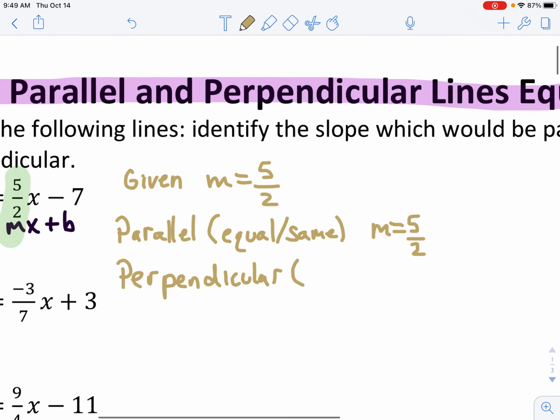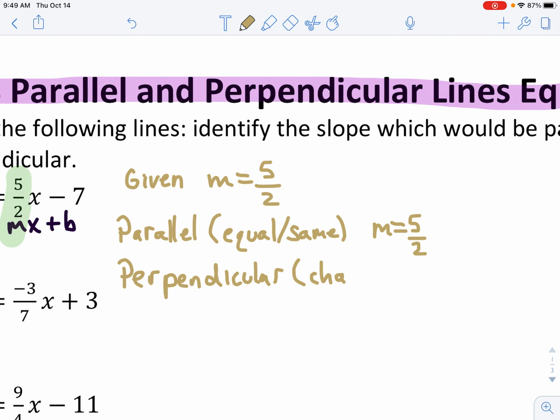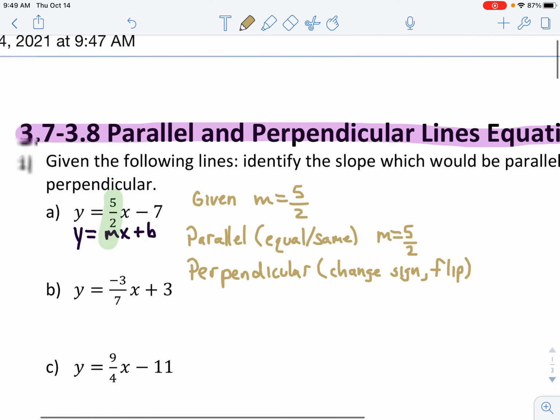that's when you change sign and flip. Officially, you want to say opposite reciprocal, but we'll say change sign and flip. So that means that since it was positive, it's now negative, and then since it's 5 over 2, it's going to be 2 over 5, and that's literally it.